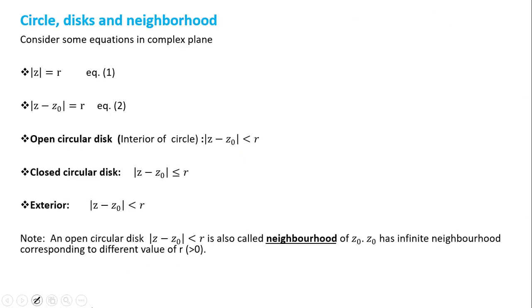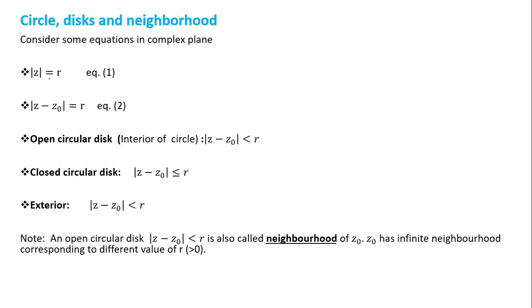Next we will need circle, disk and neighborhood. These are all new concepts here at graduation level, so let's understand them one by one. They are very simple again to understand. Consider some equations in the complex plane. The first equation I am considering here is mod of z equal to r. We are looking at what it represents in the complex plane.